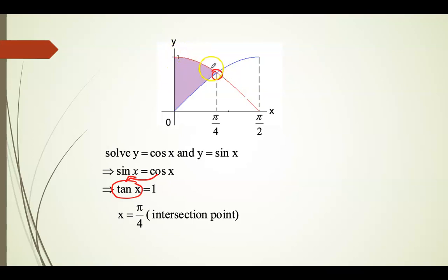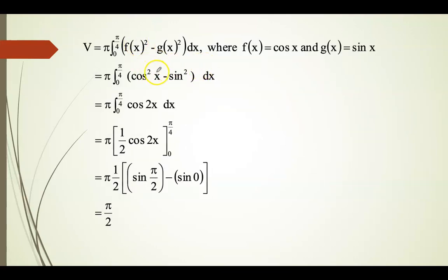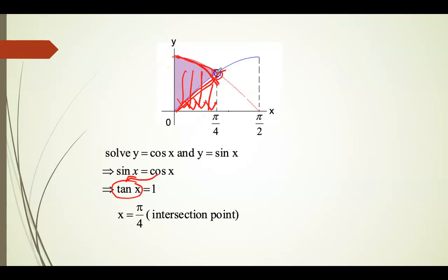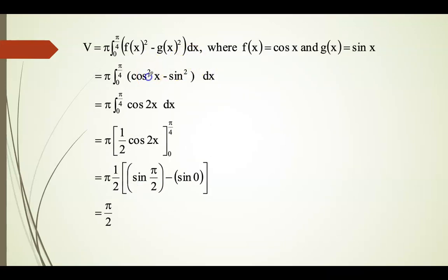Then you have to bear in mind that it is always the area towards the axis. That means the one on top, when you integrate, has to minus out the one below. The one on top right now is cos, and the one below is sine. So cos has to minus out sine x. So cos squared x minus sine squared x, because it's volume, so you have to square them.